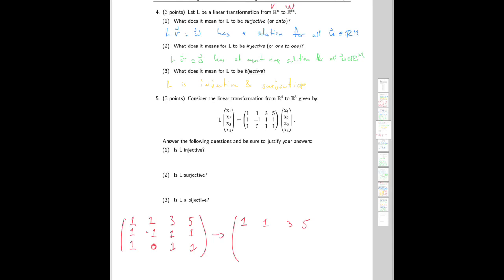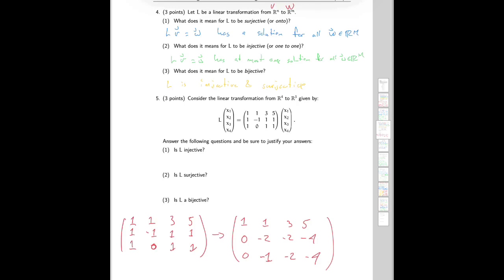So the top row stays the same. Okay, the second row, 1 minus 1 is 0, minus 1 minus 1 is minus 2, 1 minus 3 is minus 2, 1 minus 5 is minus 4. Now for the third row, 1 minus 1 is 0, 0 minus 1 is minus 1, 1 minus 3 is minus 2, 1 minus 5 is minus 4.